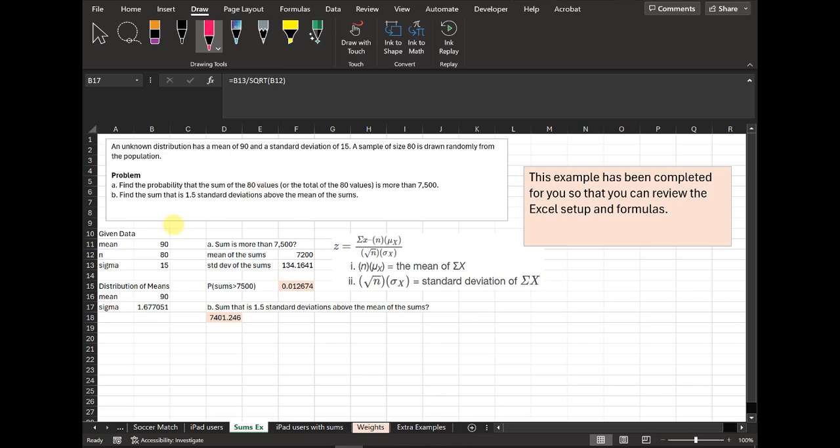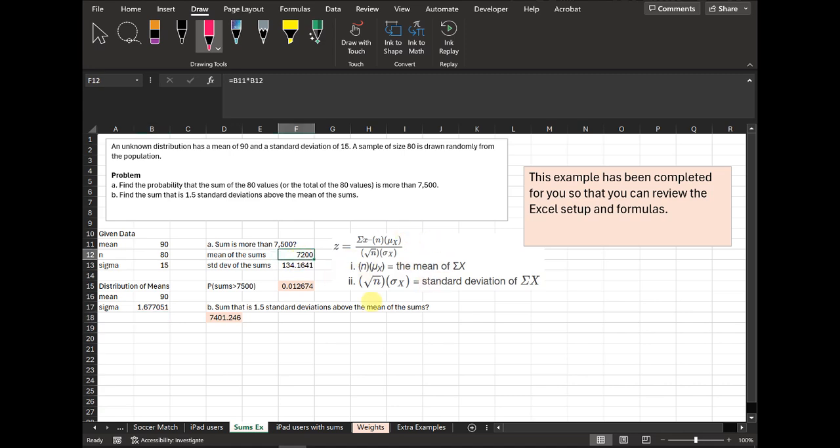So we know how to work with our given data. We've got our 90, an n of 80, and a sigma of 15. And we've talked about our distribution of means. The distribution of means shares the same mean from before, and with our sigma, you take your sigma from your data divided by the square root of n. But now what we're moving into is more of a distribution of sums, which really just requires a few tweaks to the data that we're using and that we're making our probability predictions off of.